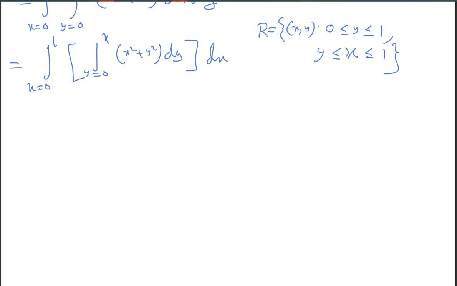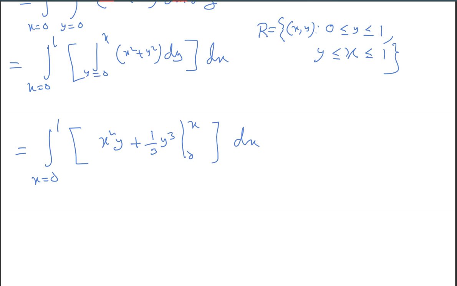So now, first 0 to 1. Now how will we integrate this one? Y square, x will be treated as a constant, a fixed value, and we integrate with respect to y, so it will be x square y plus 1 by 3 y cube, from 0 to x, then dx.